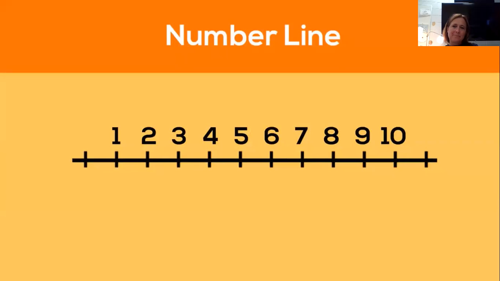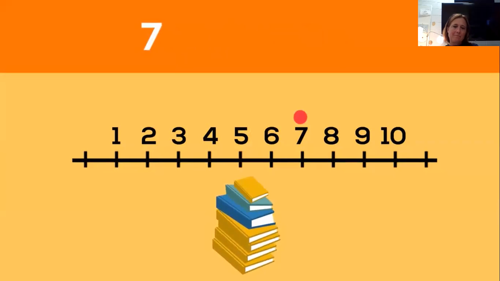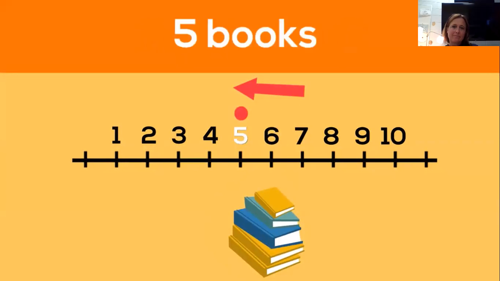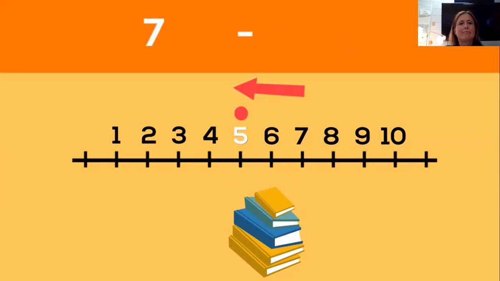Jake borrowed 7 books, so we start at 7. Since he would be returning 2 books, let's move to the left twice. Let's count again. 1 and 2. We stopped at 5, so this means Jake has 5 books left. 7 books minus 2 books equals 5 books.